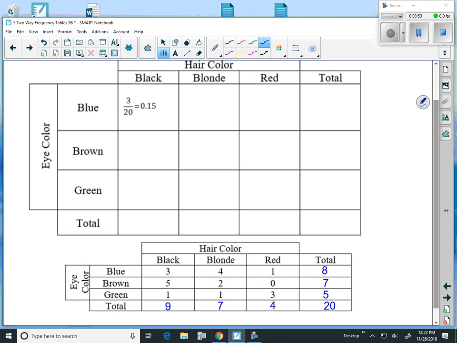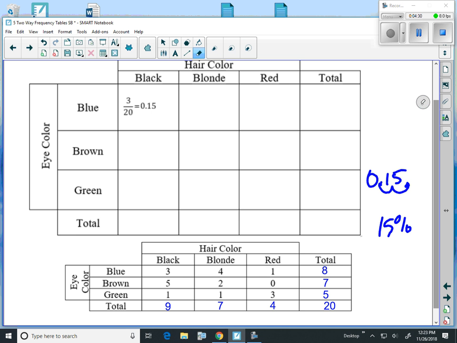If you look here, 3 out of the total. You take the number that's in the box out of the total. So 3 out of 20 is 0.15. Now, if we talk about percent, it's not 0.15%. Does anybody know how to find a percent from that? Move the decimal 2 places to the right. So 0.15 is 15%.